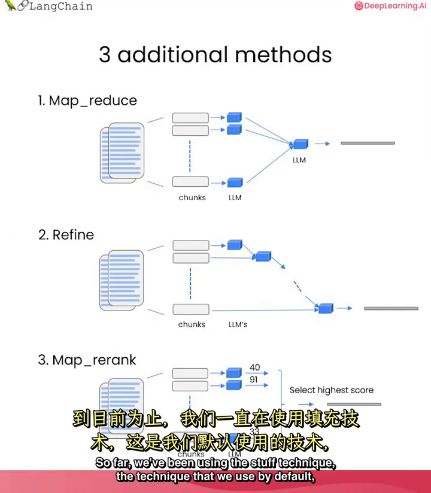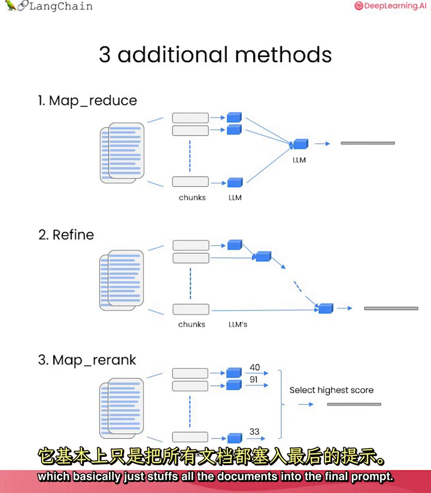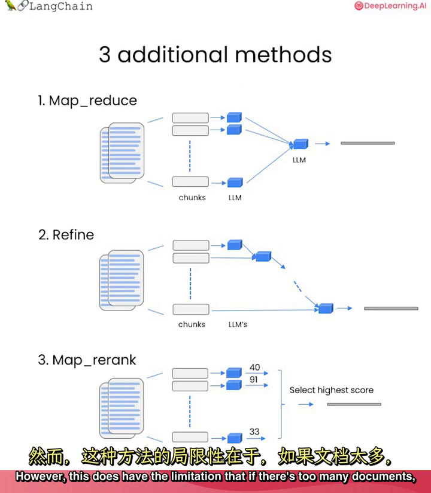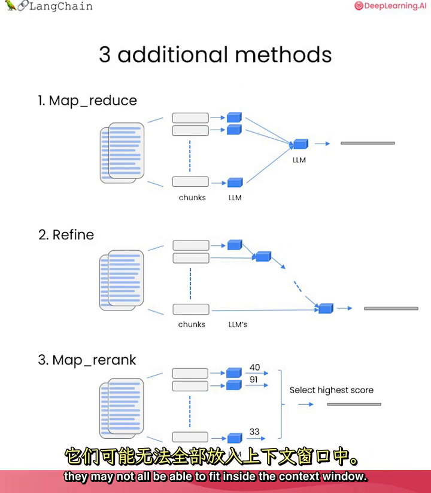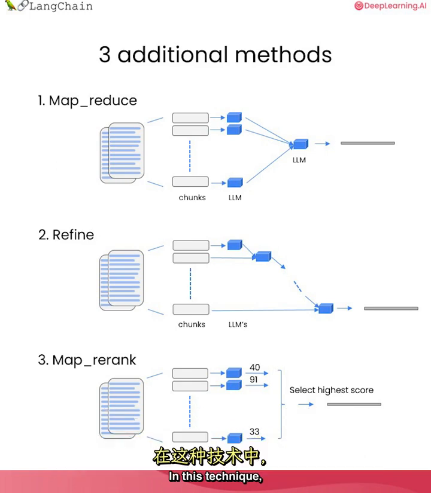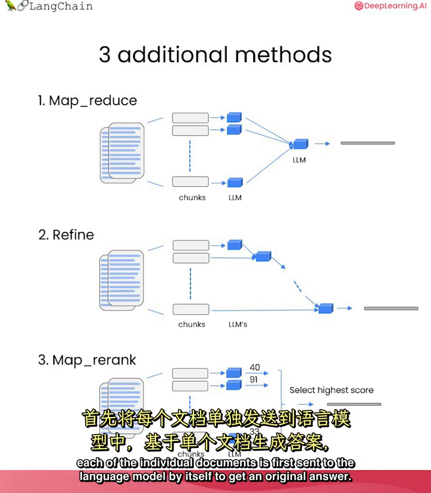So far, we've been using the stuff technique, the technique that we use by default, which basically just stuffs all the documents into the final prompt. This is really good because it only involves one call to the language model. However, this does have the limitation that if there's too many documents, they may not all be able to fit inside the context window. A different type of technique that we can use to do question answering over documents is the MapReduce technique. In this technique, each of the individual documents is first sent to the language model by itself to get an original answer.